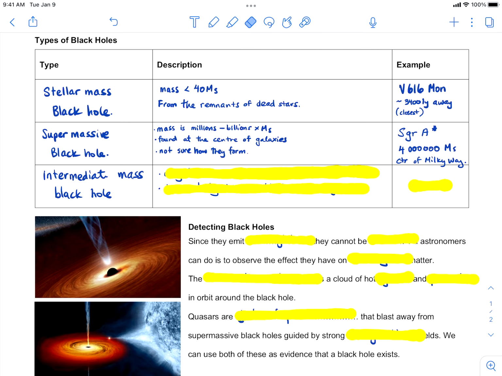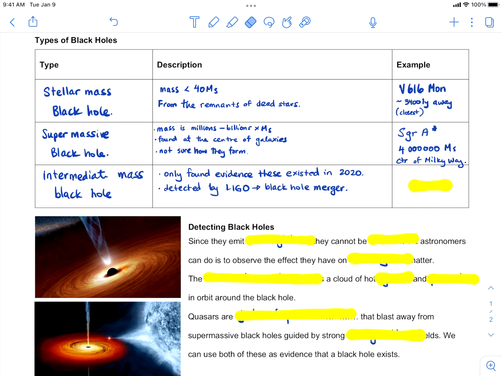And this is what's so interesting about this field of science, is that we only found evidence that these existed in 2020. And depending on when you're watching this, that's not that long ago.